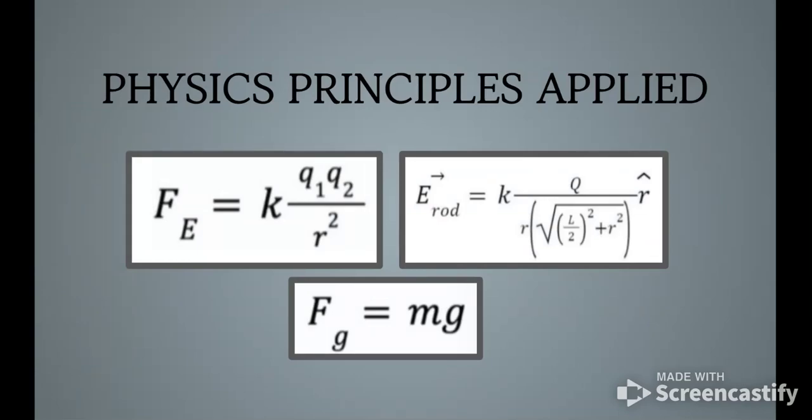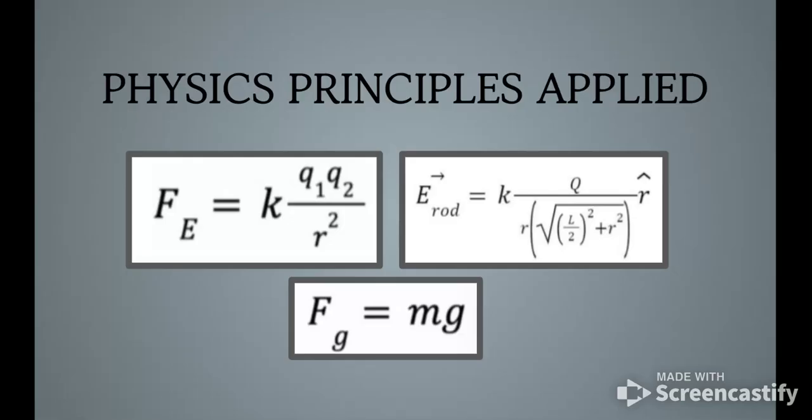Now for the physics principles we're applying here, we have, like we normally do, Coulomb's law and the force of gravity. Force of gravity is important because that's what's going to basically settle out our equations; we're going to set the force of the line charge equal to that. And then Coulomb's law, as usual, is a core principle here. But what we're adding is the electric field of the rod. This is very important because this is what defines this entire computational model.